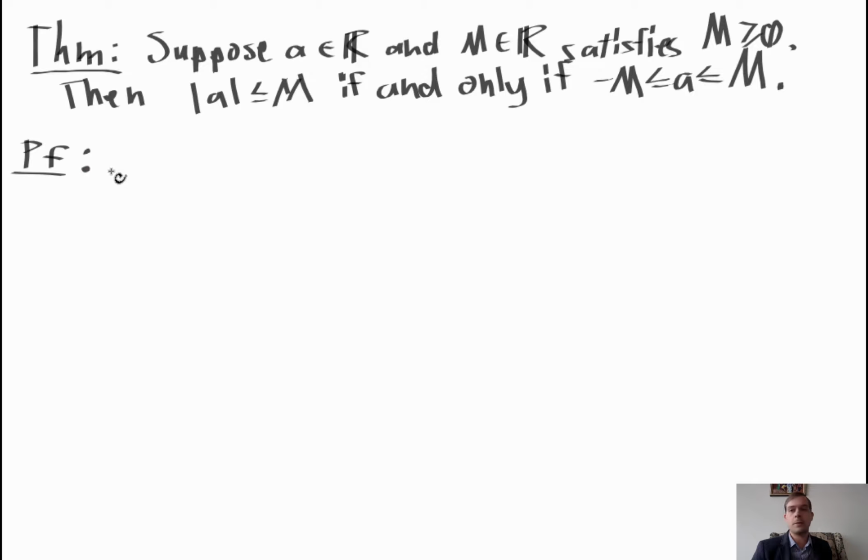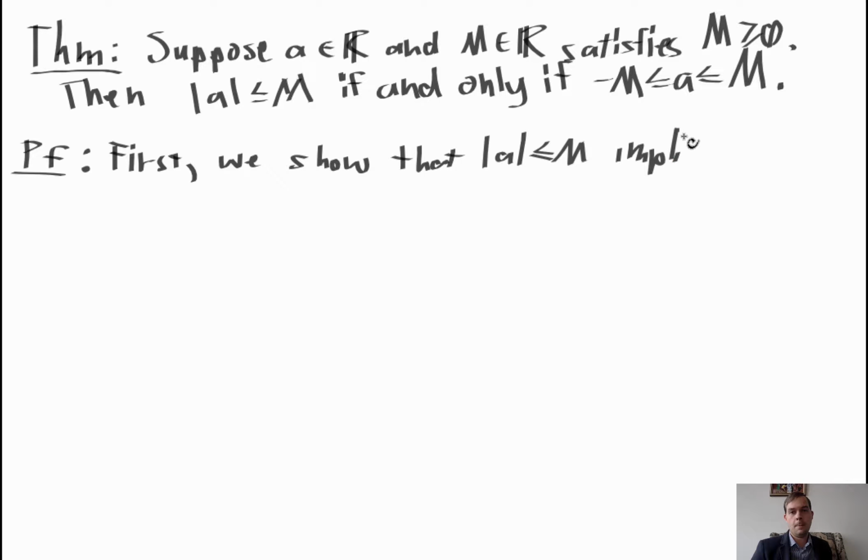begins by starting with one of the directions. First, we show that absolute value of a less than or equal to m implies minus m is less than or equal to a, and a is less than or equal to m. And that's just the definition of this simultaneous inequality. There are two cases to consider because there are two cases for the absolute value sign.